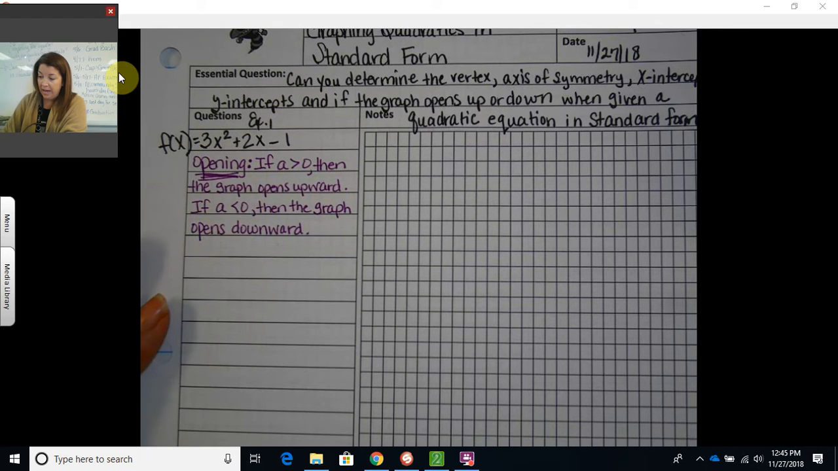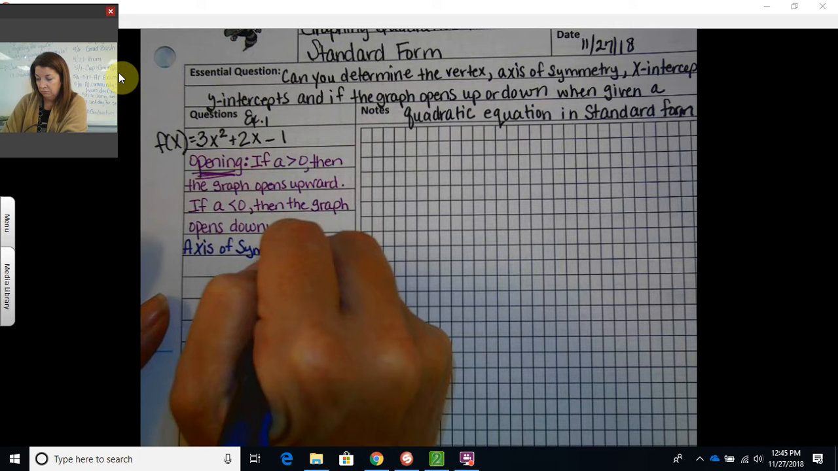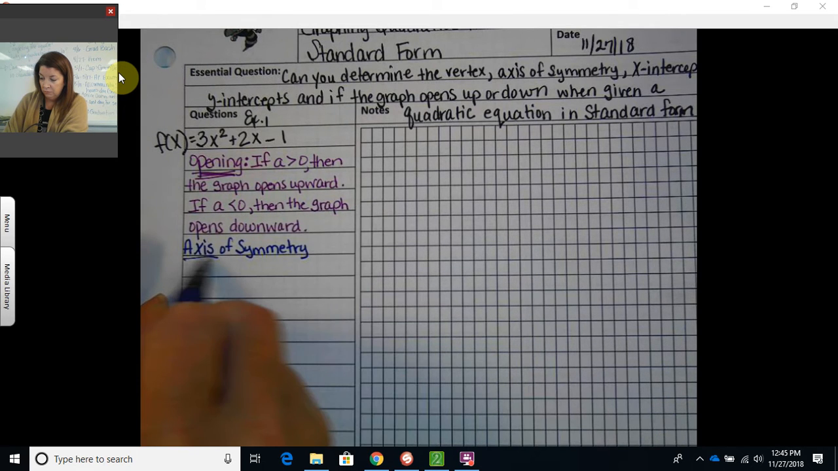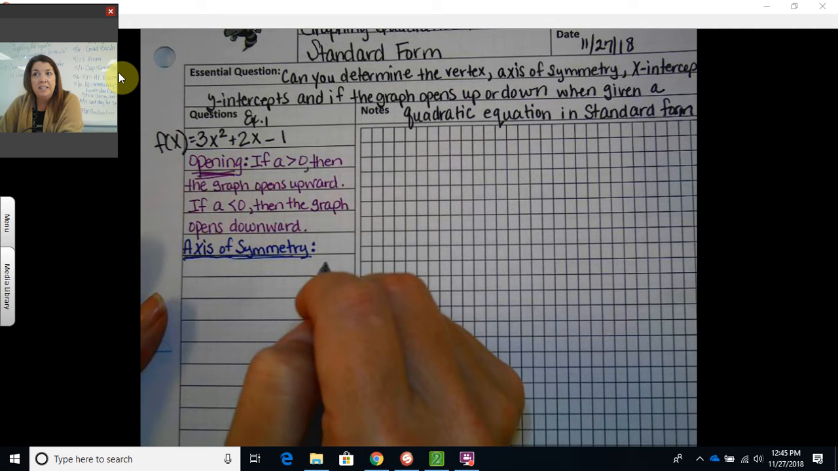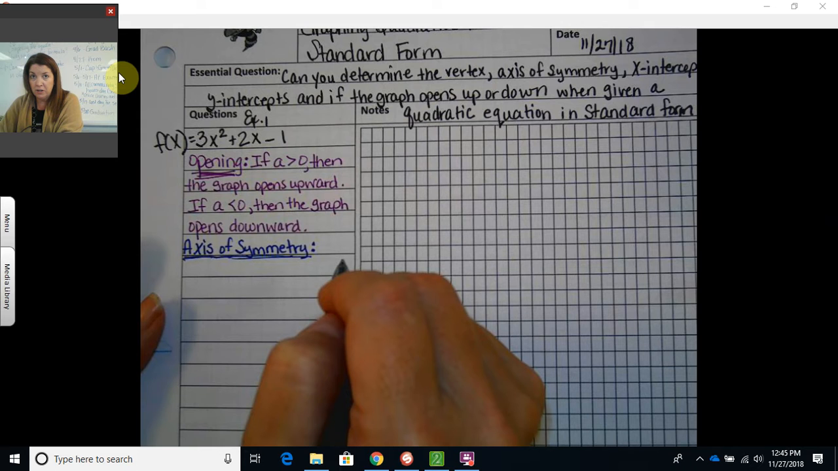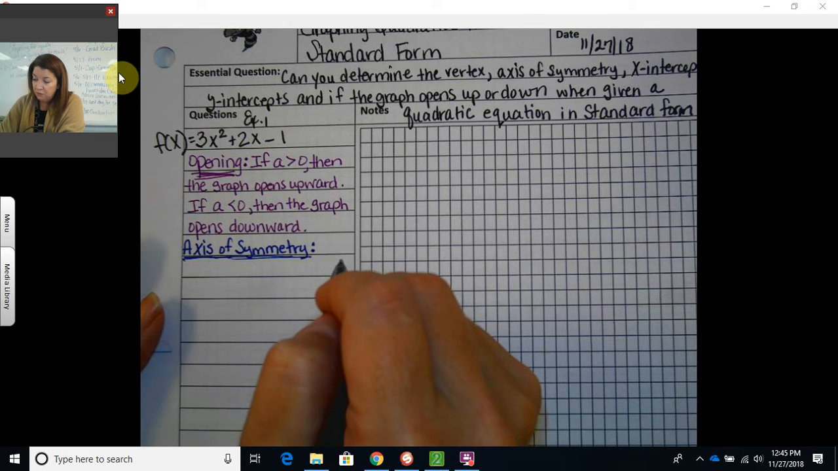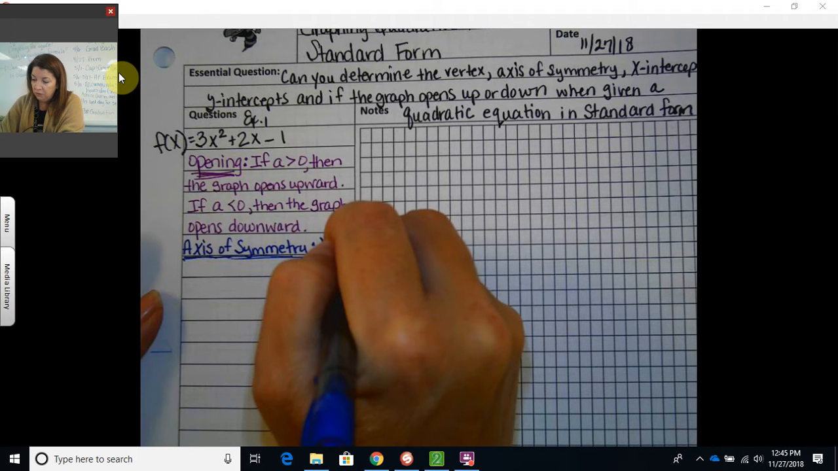All right, the second thing we're going to do is we're going to determine the axis of symmetry. Remember, parabolas are symmetrical, and the axis of symmetry is the line that they are mirrored across. And it's a vertical line, and all vertical lines are x equals some number. So to figure out what that number is, you use this little formula, x equals negative b over 2a.